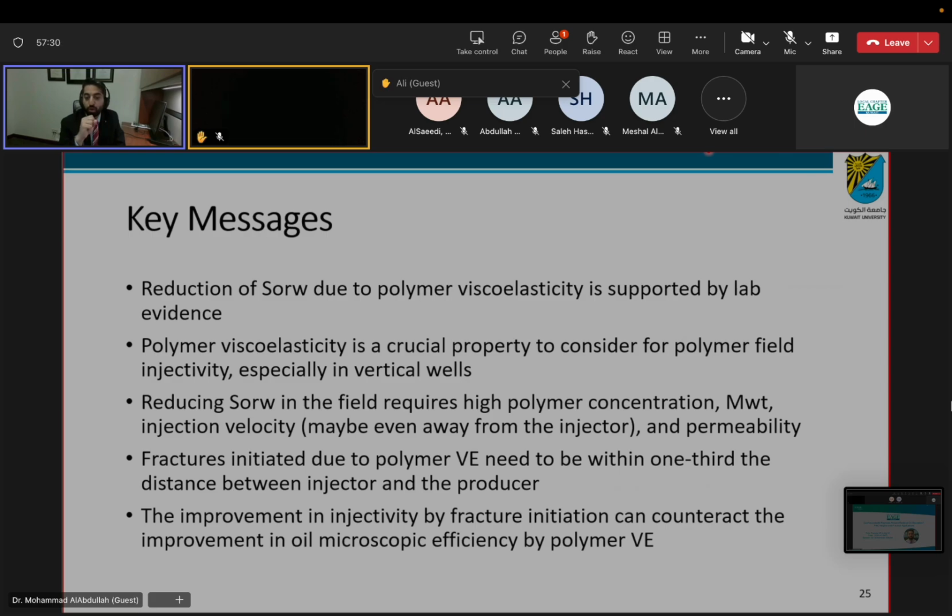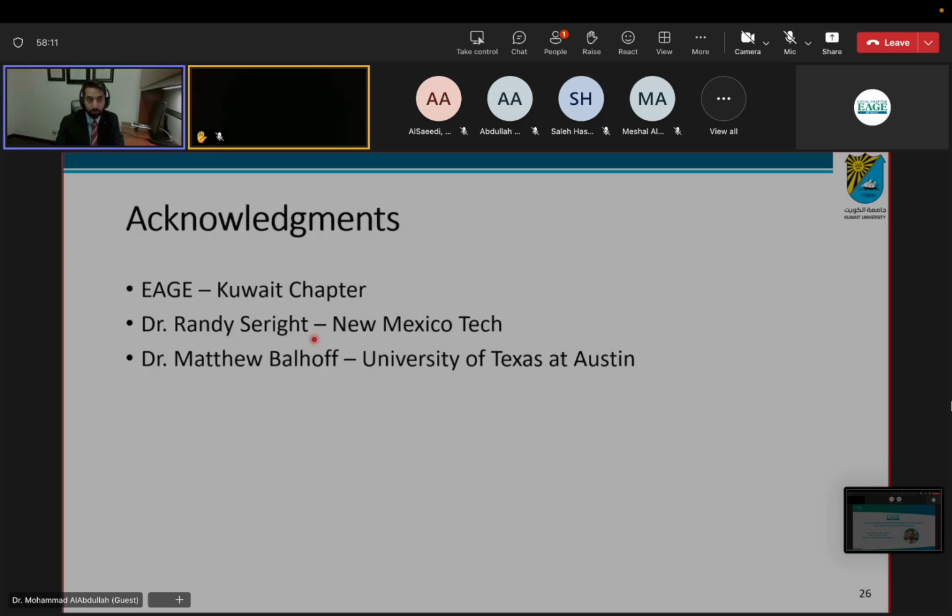Fractures initiated due to polymer viscoelasticity need to be within 1/3 the distance between injector and the producers. So it's very important to control the length of fractures being initiated because of polymer viscoelasticity, not to exceed 1/3 the distance. Otherwise, you'll have a lot of deterioration in terms of sweep efficiency. That was the purpose of polymer flooding. Lastly, the improvement in injectivity by fracture initiation can counteract the improvement that you would expect in oil microscopic efficiency by polymer viscoelasticity. Let me conclude by acknowledgement.